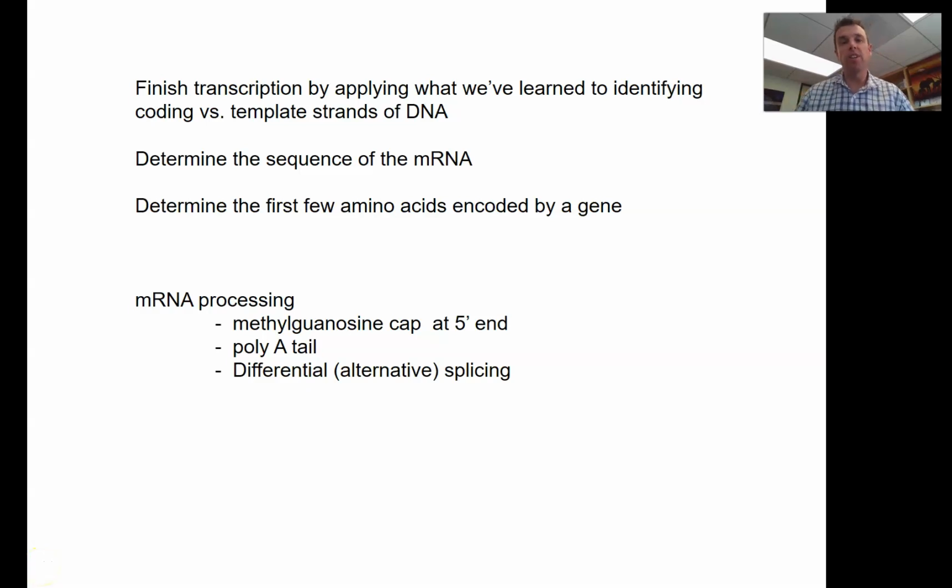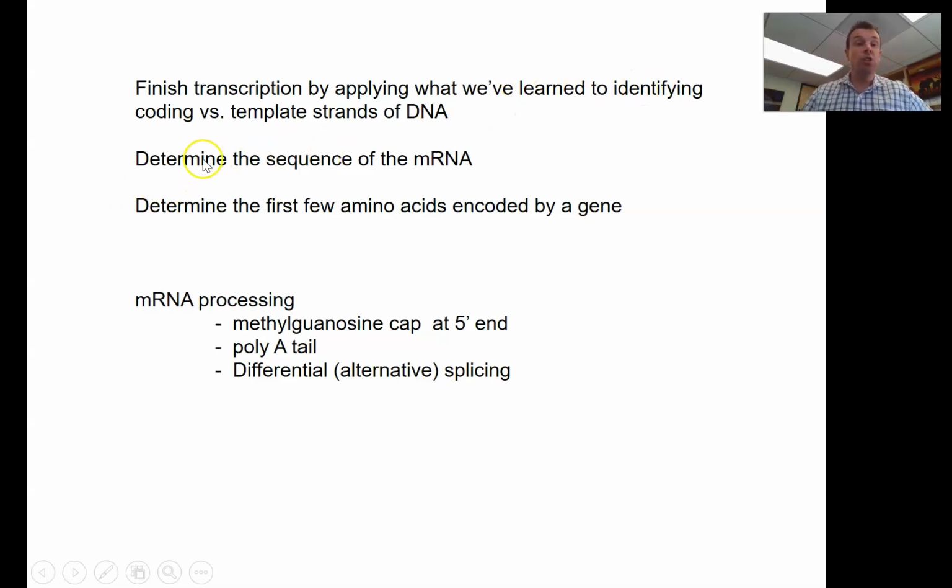Hi everyone, in this video we're going to take what we've learned about transcription and really start applying it. So I want you to be able to identify coding versus template strands given a certain set of cues, similar to what the cell would be doing, and we'll talk a little bit more about this. So you should be able to do this and feel pretty comfortable with this by the time we're done here.